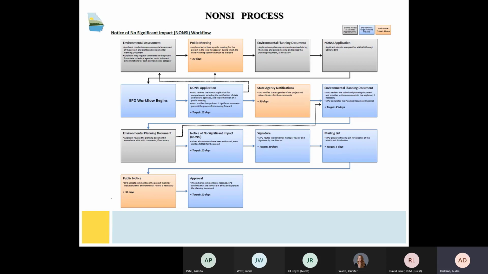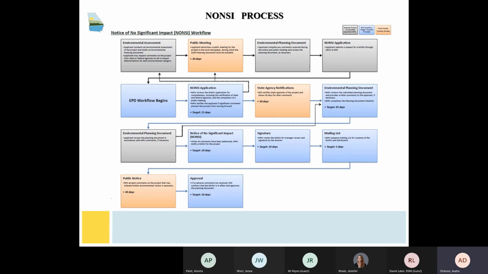However, similar to our CEs, we recommend the applicant contact those agencies to help expedite the process and include any responses from the agencies to the planning document before submitting it to us. EPD will almost always send comments on the planning document to the applicant, adding any comments that were received from other agencies. Once the public meeting has been held and all comments are adequately addressed, EPD will issue the NONSI signed by the director and will put on public notice for 30 days. Then once the public notice is complete and any public comments are addressed, EPD will concur with the planning document, and that would complete the CERP process.